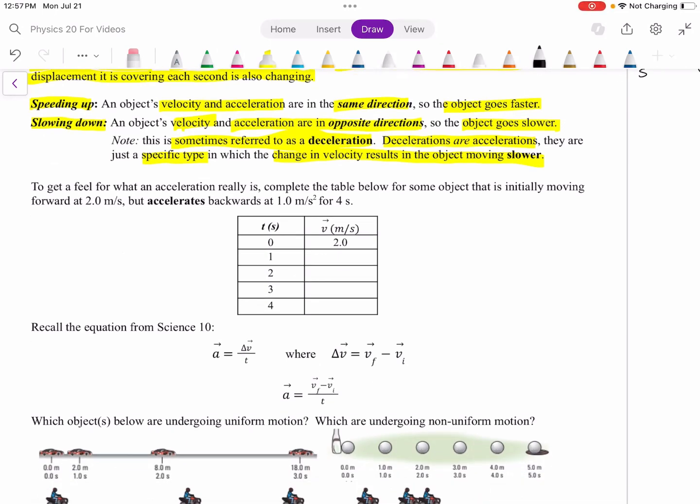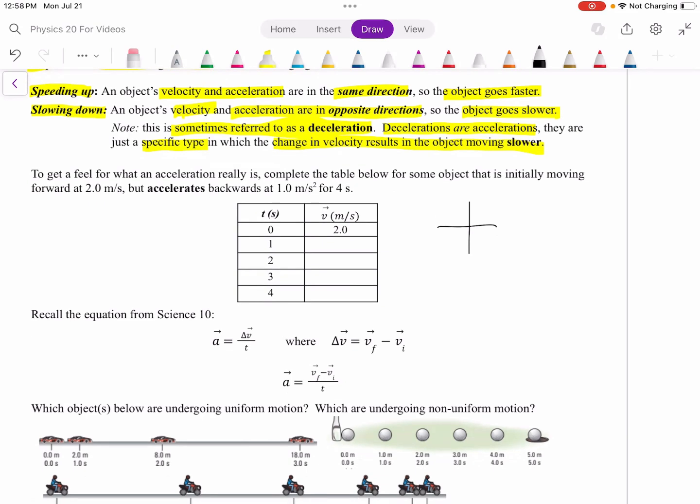So we're going to use an animation to take a look at some accelerations in a second. But before we do that, I do just want to take a second and look at a simple situation to get a feeling for what an acceleration is, and then we'll do some visuals to go along with it. So it wants us to complete the table below for an object that is initially moving forwards at 2 meters per second. So that's the velocity it starts out with. But it accelerates backwards at 1 meter per second each second, or 1 meter per second squared, for 4 seconds.